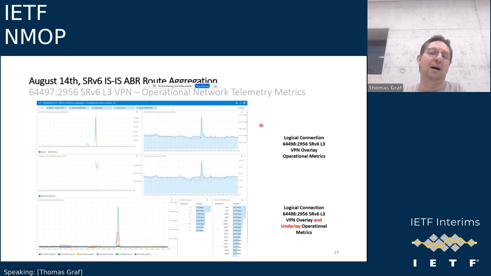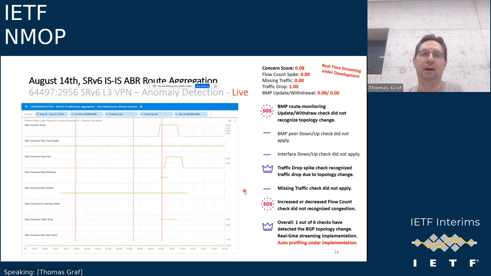Also note that the amount of traffic here is much lower, so it's a different characteristic. Now, looking at the anomaly detection side, you see from the scoring that the values are relatively low. That's due to the auto profiling currently missing. We are still in development for the real-time streaming version, which is not finalized.